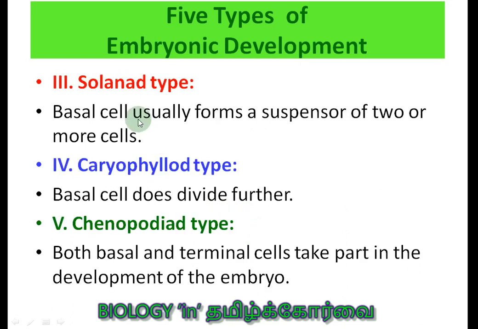3rd type, Solanad type. The basal cell usually forms a suspensor of 2 or more cells. In Caryophyllad type, the basal cell does not divide further at all once it is formed. Then Chenopodiad type, both basal and terminal cells take part in the development of embryo. So these are the 5 types we are going to learn about. Now you know the crucifer type very well.